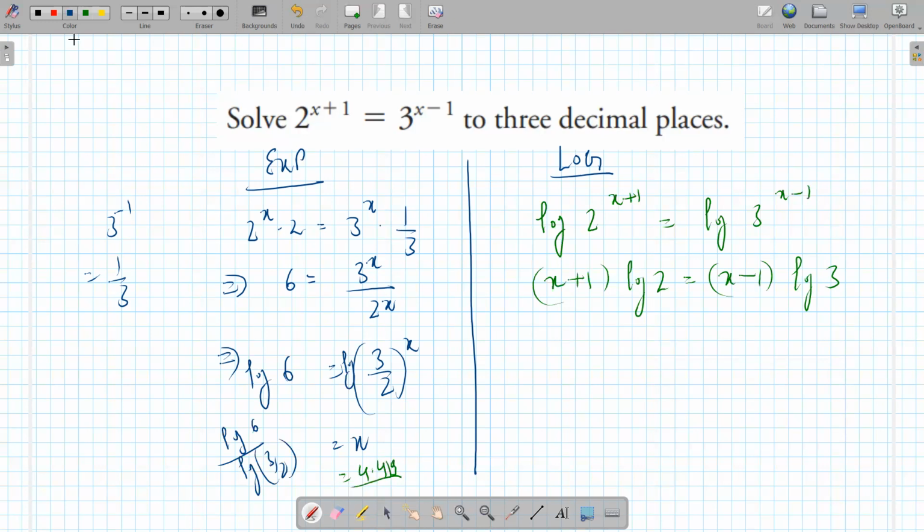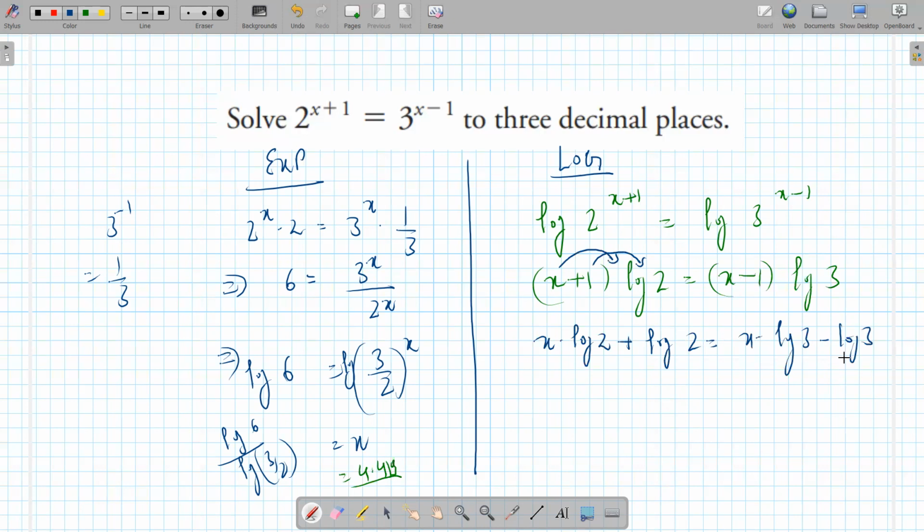There's only one thing you can do, I think, is open the brackets. Let's open the brackets. Look at this. x times log 2 is x times log 2, plus, what's the next term? We're opening the log bracket. Just log 2, exactly. On the other side, we have x times log 3 minus log 3.